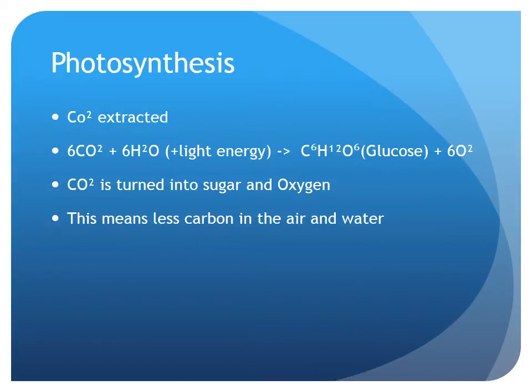The reason we want more phytoplankton is because they go through the process of photosynthesis, as explained earlier. Photosynthesis is important because it extracts CO2 from the air. This happens because plants, like phytoplankton, take in CO2, water, and light and turn it into sugar and oxygen by the following equation: 6CO2 plus 6H2O plus light energy reacts to yield C6H12O6 plus 6O2.